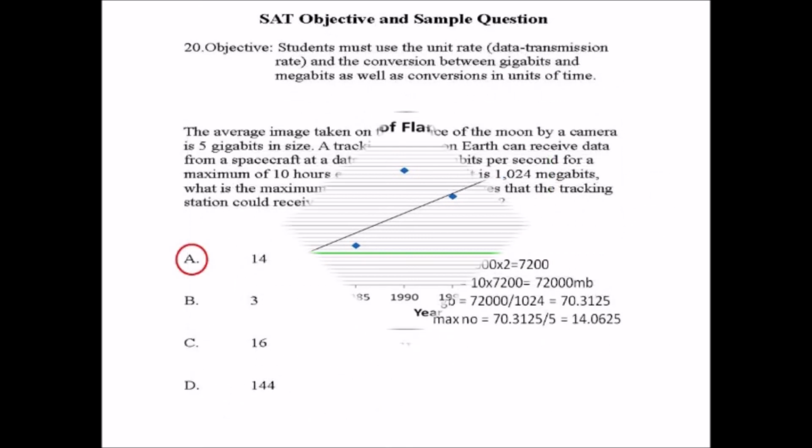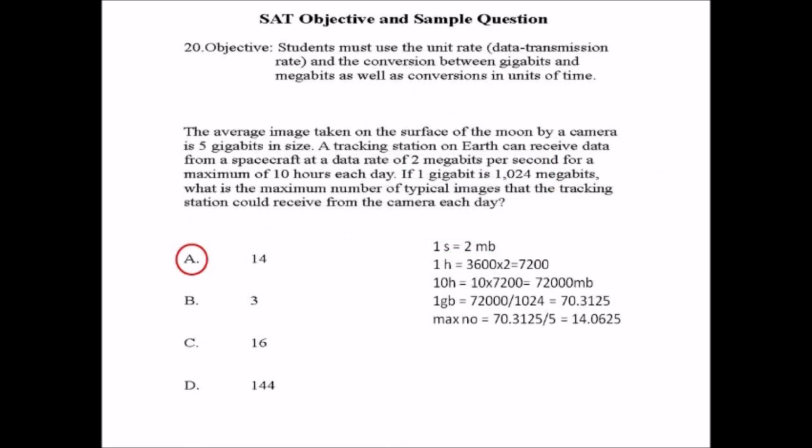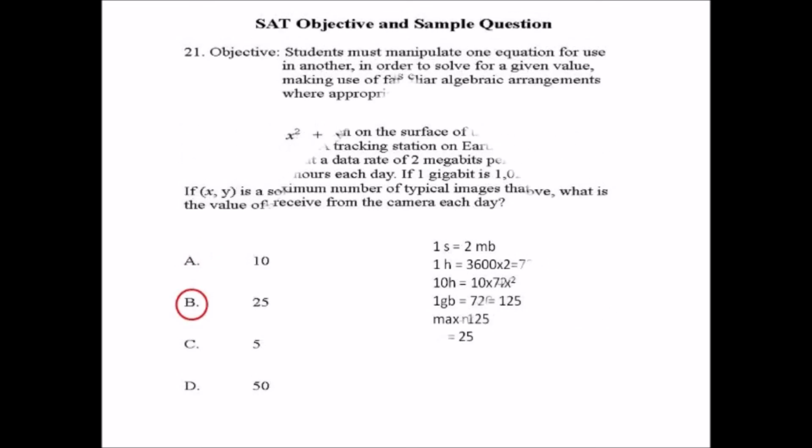Number 20, the answer was A. And 1 second was 2 megabits. So for 10 hours a day, that would be 72,000 megabits divided by 1024, so you get 14.06, so it's close to 14. So that's how you work that one.